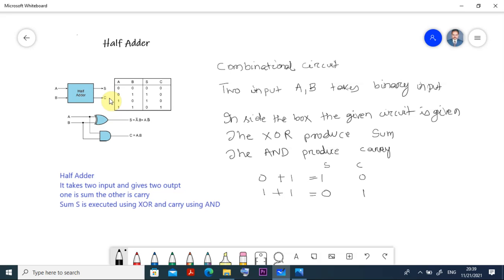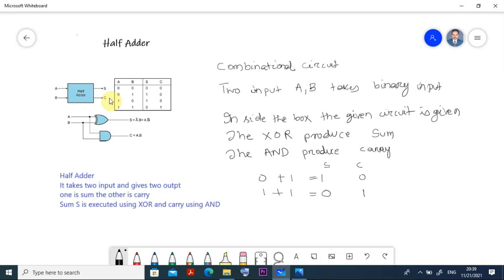So now in a half adder we can come to a conclusion like this. It takes two inputs and gives two outputs. Here these are the two inputs, A and B, and the outputs are the sum as well as the carry. One is sum, the other is carry. Then sum S is executed using the exclusive OR gate.